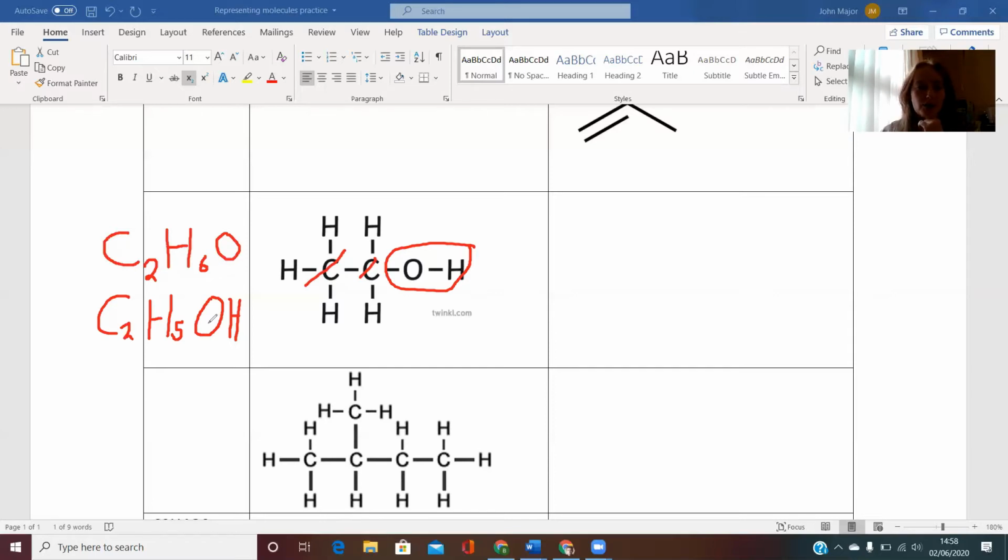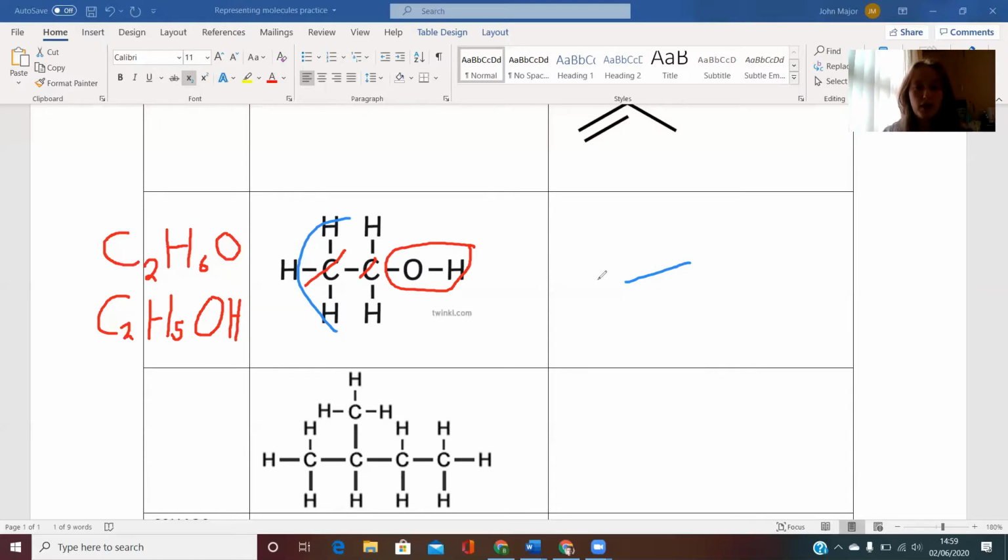Okay, so to draw that as a displayed formula, firstly we'll do our carbon chain. So carbon chain, I'll stick to blue. There's only 2 carbons, so draw a straight line. One end is the first carbon, the other end is the second carbon. The 3 hydrogens here are assumed. They're assumed to be there because there's an end. If you didn't draw anything there, we would assume the other end also had 3 hydrogens.